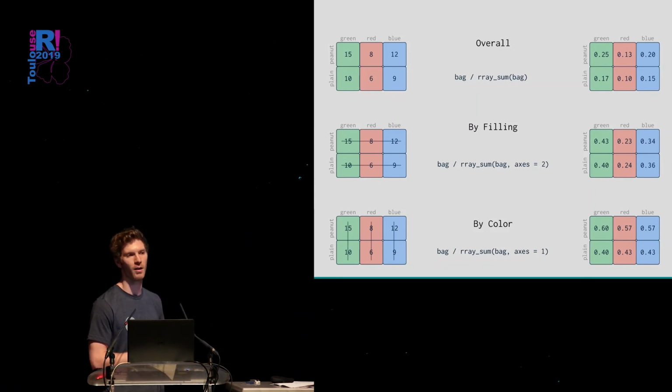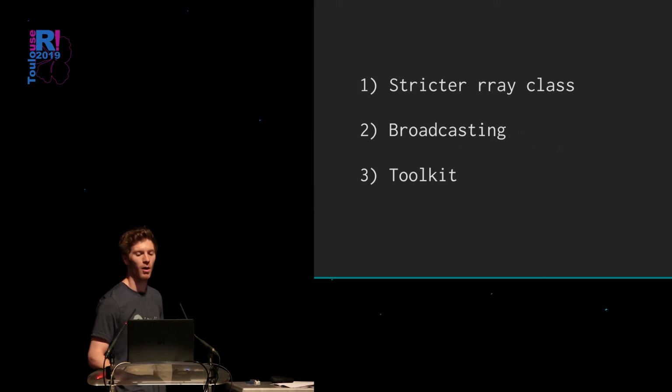But the neat thing here is that because of what RA sum returns in the middle example, which is a 2-by-1 matrix, that can be broadcast against the original bag in the division to make things work as expected. So in conclusion, RA is a stricter array class. It provides this neat broadcasting idea to make things a bit more flexible and more fun. And then it's got this big toolkit for general array manipulation.